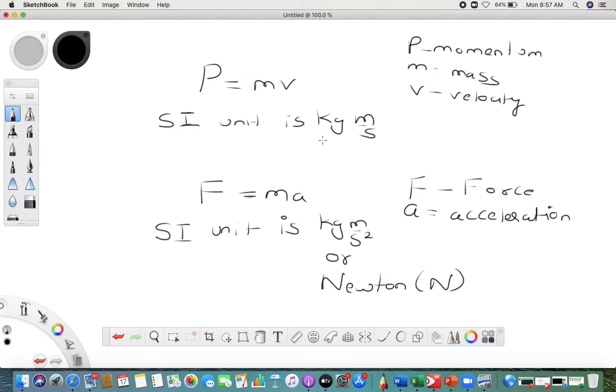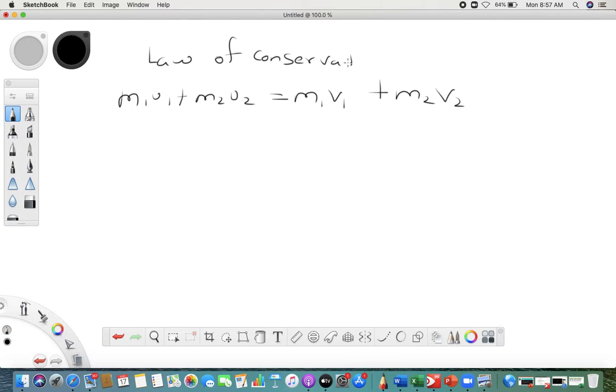One more formula we learned: law of conservation of momentum. m1 u1 plus m2 u2 is equal to m1 v1 plus m2 v2. Right? This formula we learn from the law of conservation of momentum. So basically there are only three formulas, right?